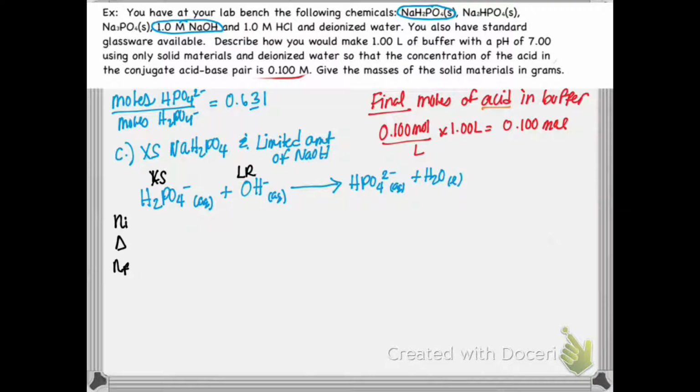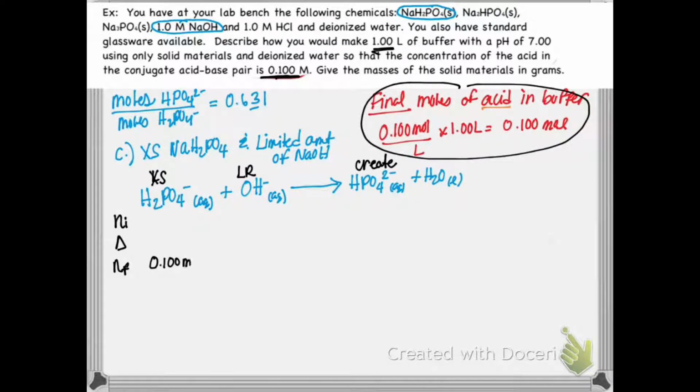Okay, so we're going to make a mole table here. Again, we have excess acid and a limiting amount of our strong base, and we're creating the HPO4 2-. Our final moles of acid in our buffer came from the problem: 0.1 molar times 1 liter. So 0.1 molar is our final amount of acid, which I'm going to fill in here in the table. So 0.1 moles. We want 0 of the hydroxide because it's the limiting reagent.